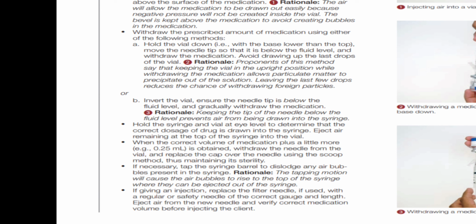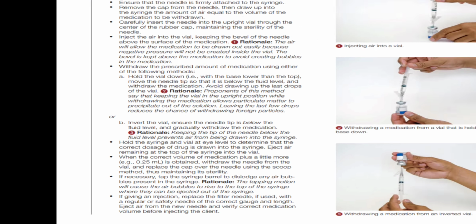Okay, so using the scoop method, we cannot touch the cap. Okay, and then insert. What if your hand shakes and you make a mistake and prick your hand? Okay, so if necessary, tap the syringe barrel to dislodge any air bubbles. Okay, we need to make sure that the syringe has no air inside because it can cause problems for our patient. If giving an injection, replace the filter needle if used with a regular or safety needle.